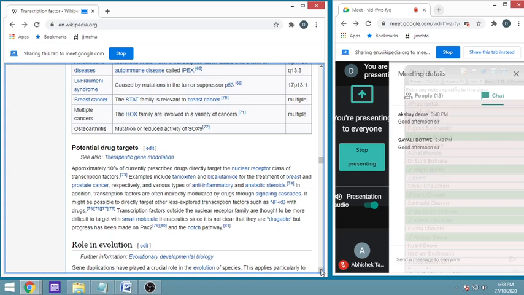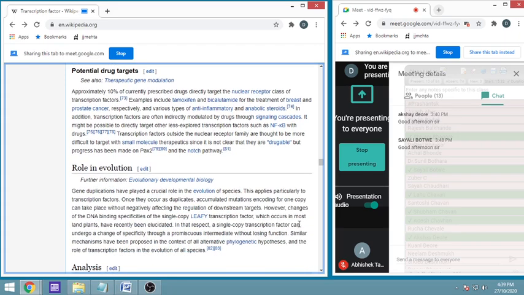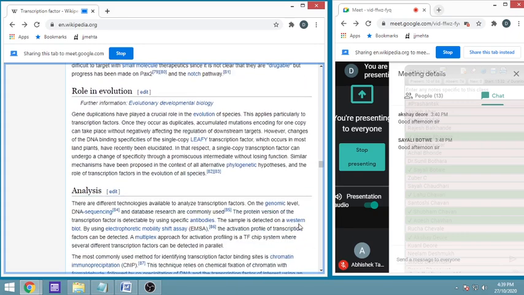Then the transcription factors are often directly modulated by the drug through the signaling cascade, and it might be possible to target other transcription factors like NF-kappa B, etc. So there are many drugs now in the pipeline, or believed to be coming, and these drugs can be used. Therefore we are studying this. Okay. Now we will not go into more details.